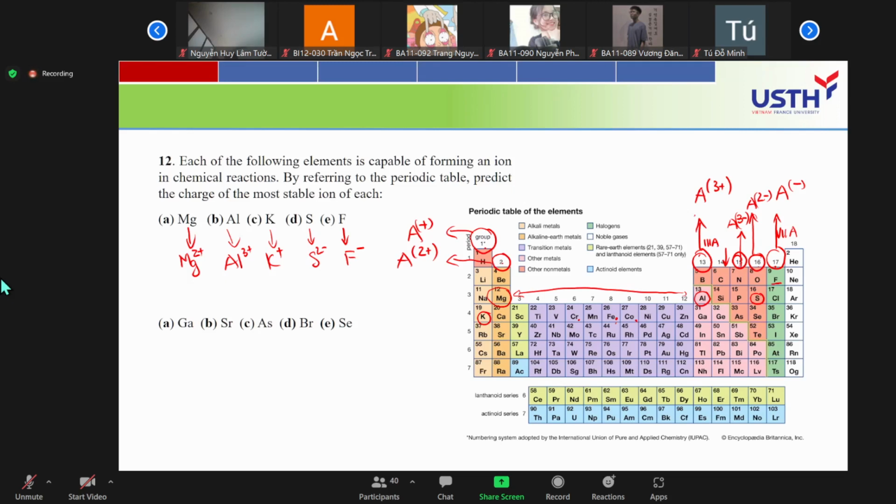Do you have any questions, guys? Can anyone help me explain why the elements in groups 1, 2, 3 prefer to bear a positive charge, but the others in groups 6, 7, 8 here prefer to become negative charge when they form ions? Can anyone explain?